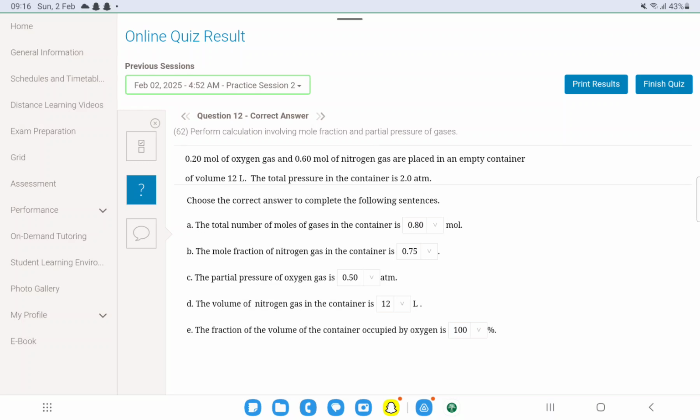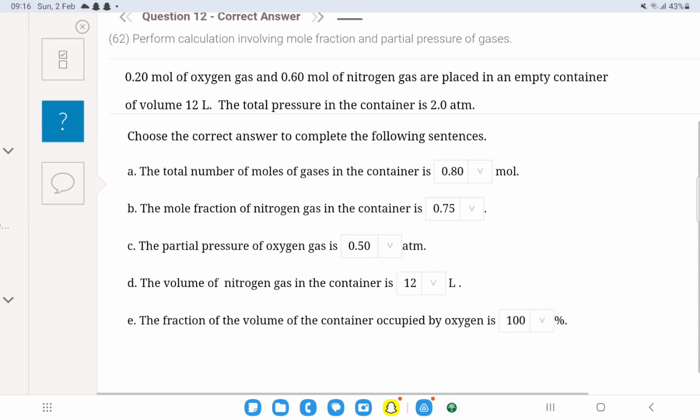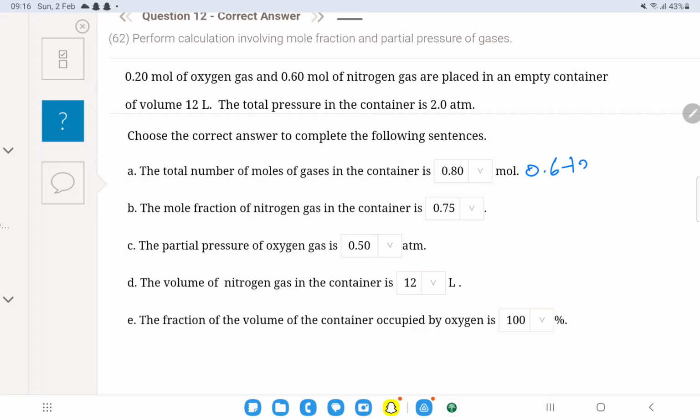0.2 mole of oxygen gas and 0.6 moles of nitrogen gas are placed in an empty container. The total number of moles, you add all of the moles, 0.6 plus 0.2 equals 0.8. The mole fraction of nitrogen, you get the moles of nitrogen, 0.6 over 0.8, you get 0.75. Let's check on the calculator. You get 3 over 4 or 0.75.